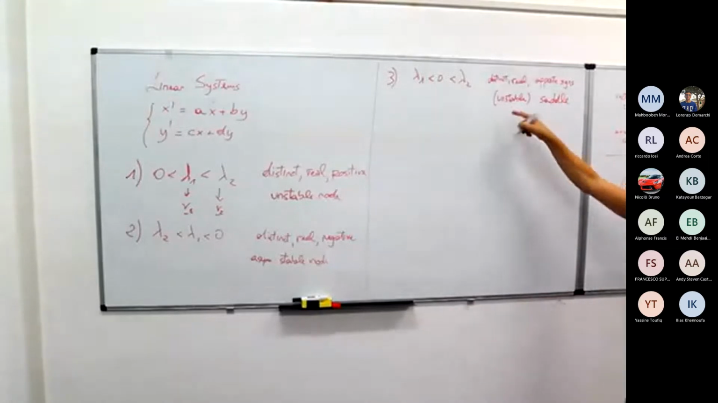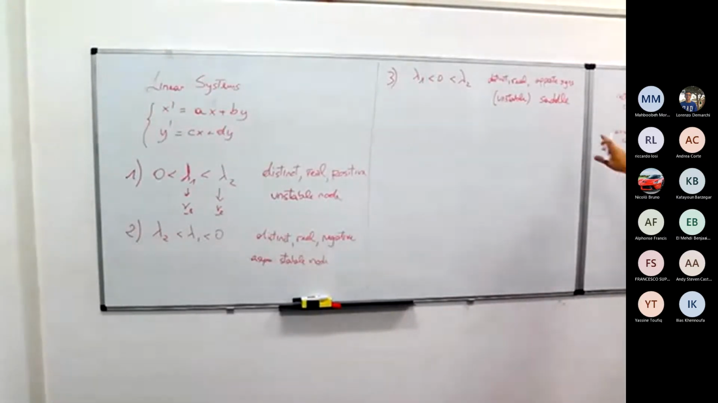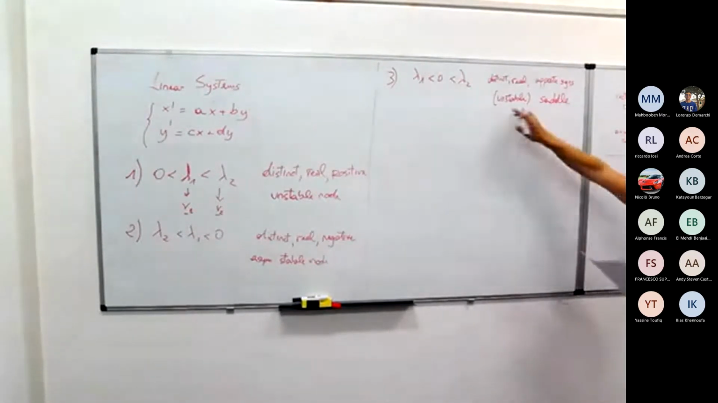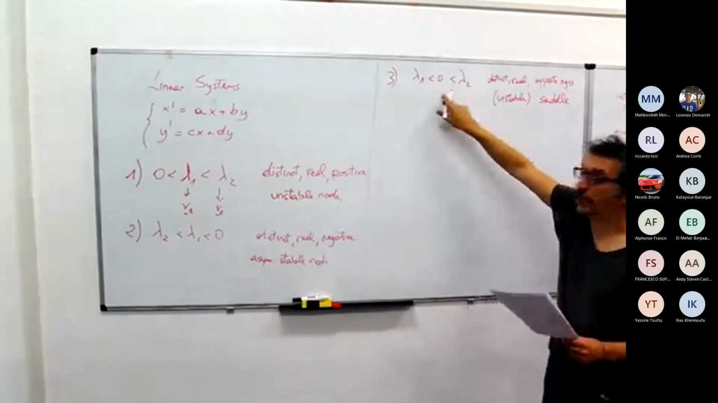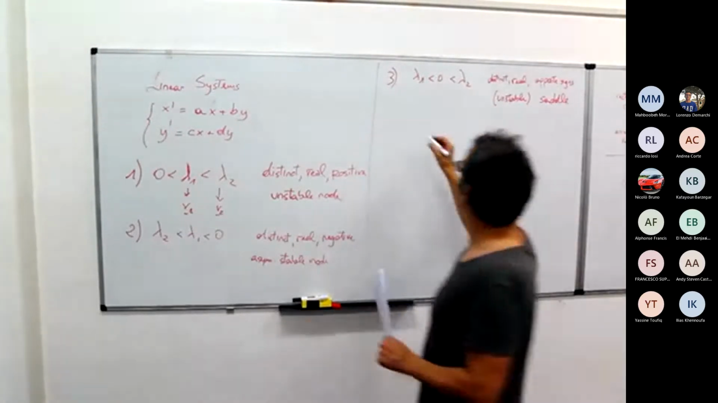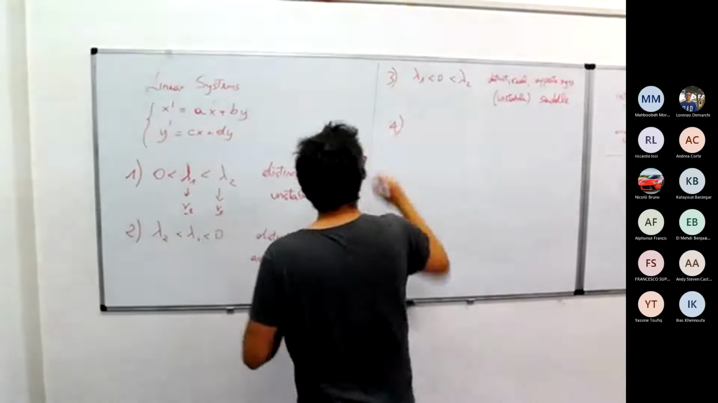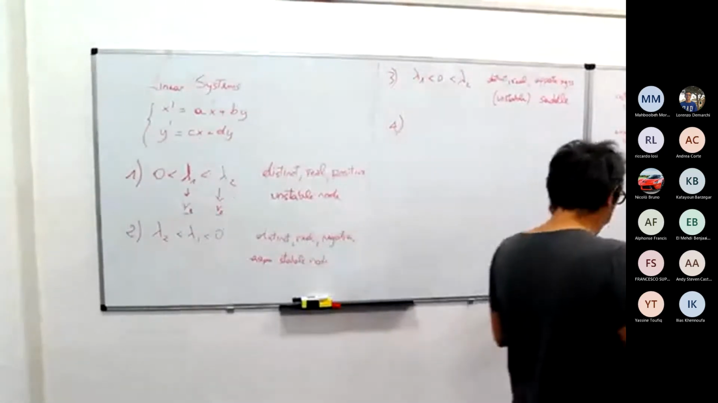I'm putting it in parentheses just to remember that saddles are always unstable. So I'm just putting parentheses to remember that it's unstable. But if I'm saying that it's a saddle, I already should understand that this is an unstable critical point. 0, 0, for this case, is an unstable critical point. Case 4.